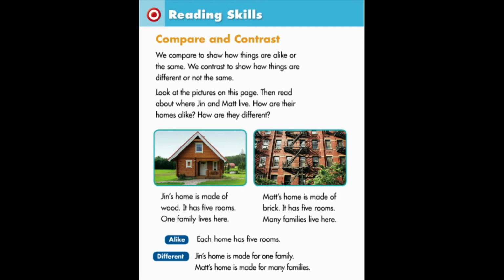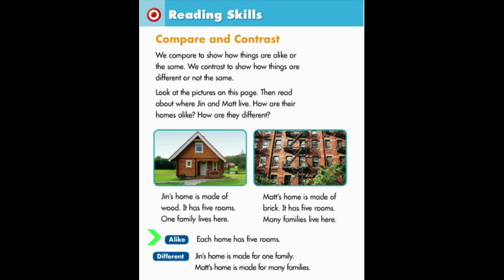First, we'll read about Jen's house. Her house is on the left. Jen's home is made of wood. It has 5 rooms. One family lives here. Now we'll read about Matt's home. His house is on the right. Matt's home is made of brick. It has 5 rooms. Many families live here.